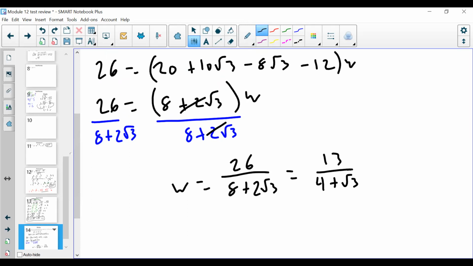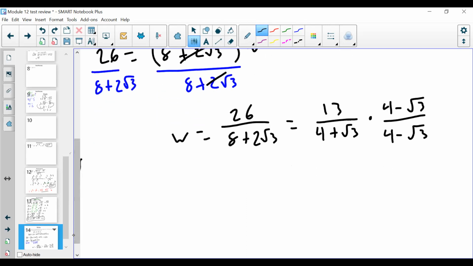So anytime you can reduce stuff at any point like this, always take advantage of it because it's going to make your life a lot easier. So 26, 8, and 2 are all divisible by 2. So I get 13, 4, and 1, or just root 3. And now I'm going to multiply top and bottom by 4 minus root 3. Because this creates a difference of squares in the bottom, or makes it into a squared minus b squared.